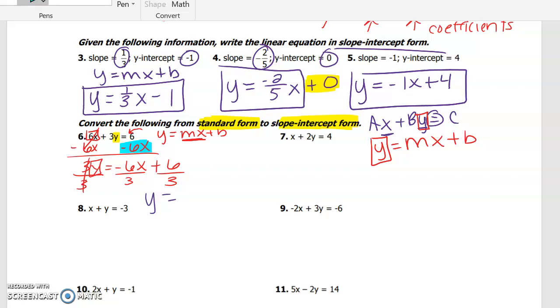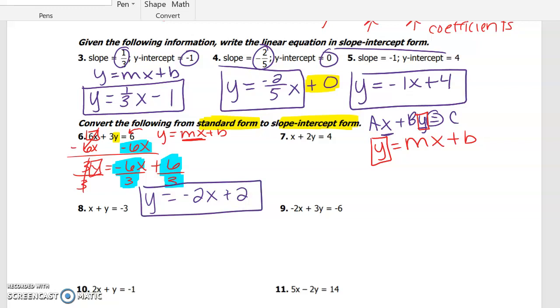Okay, so if I look at this first term, I want to simplify the numbers out in front. So negative 6 over 3 gives me negative 2x. And then in the second term, 6 divided by 3 is positive 2. So notice now that my final equation is in slope-intercept form, mx plus b.